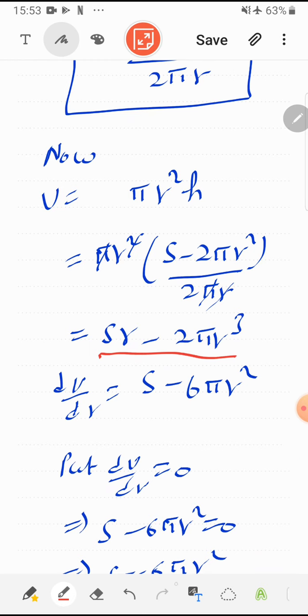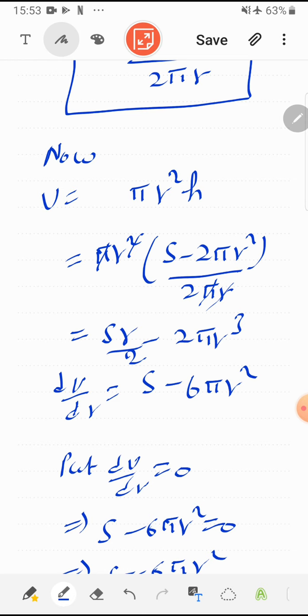Sorry, it is s by 2, sr by 2. So it is sr by 2.